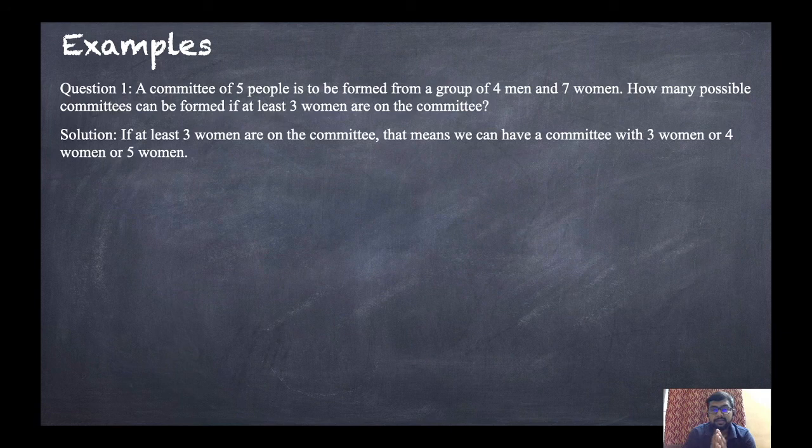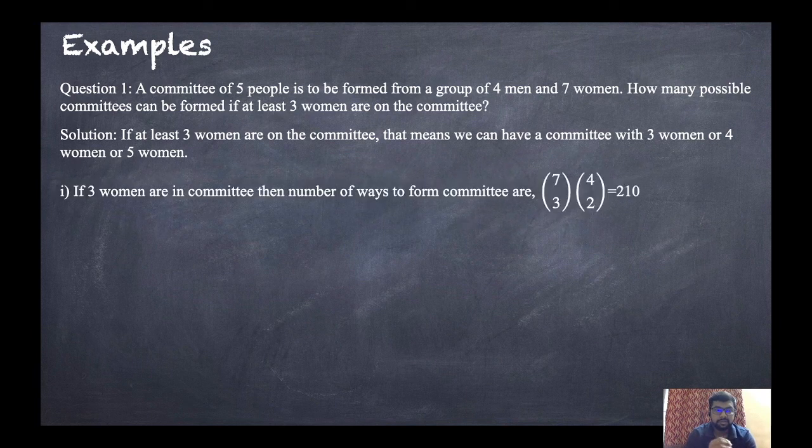Now, here we have at least three. That means we want at least three women in the committee. So at least three women means we can have three, we can have four, and we can have five. So at least means there can be three or four or five. First, we will discuss all three cases, that means for three women, for four women, and for five women, and we will add them.